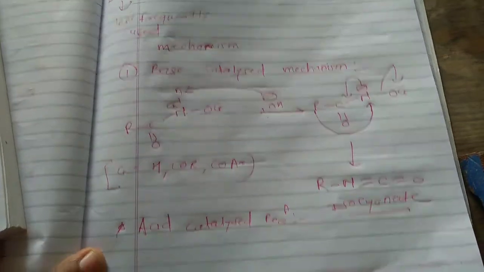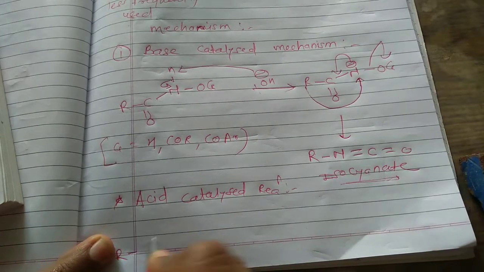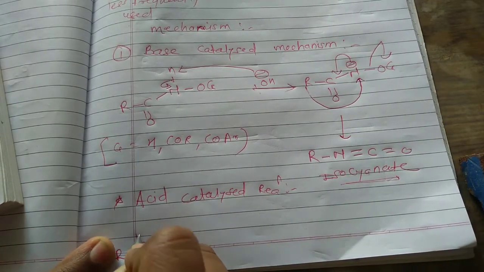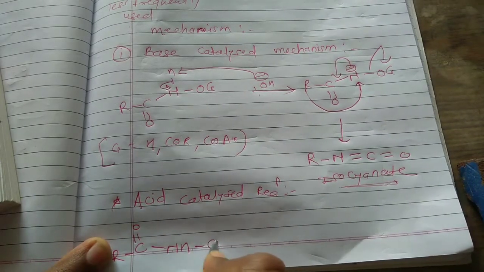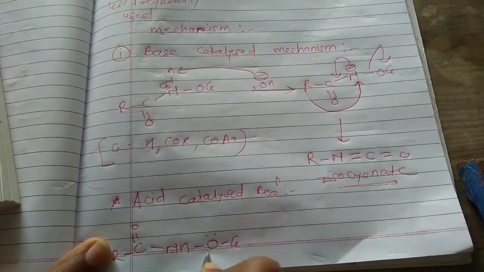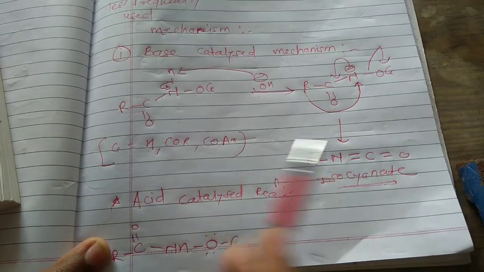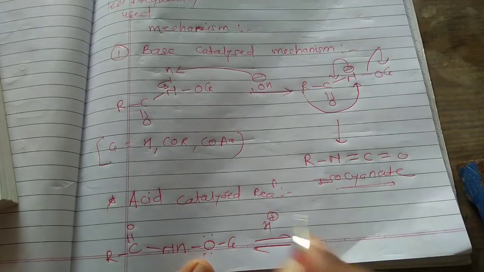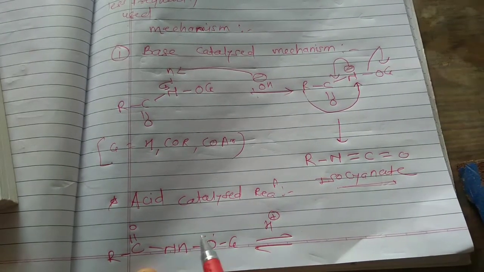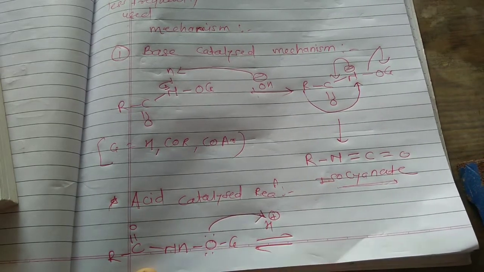In this mechanism, this is our reactive precursor, CONH OG. G means what? It may be hydrogen, COR or COAR. Okay, then whenever acid H plus attacks this compound, what happens? This oxygen has a lone pair, and that's why this oxygen abstracts this hydrogen.